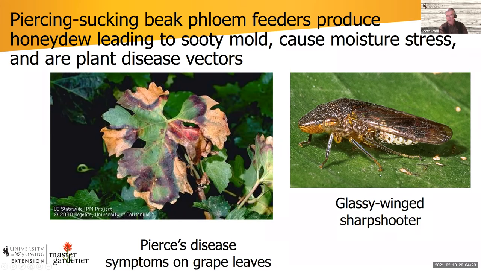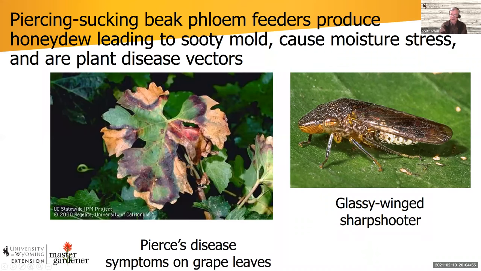This is one where the glassy-winged sharpshooter is native to North America, but it was native to southeastern North America and fed on native grape species down there. It vectors a disease called Pierce's disease. Well, European grapevine varieties have no resistance to it. And unfortunately, the glassy-winged sharpshooter was accidentally relocated to California and is causing problems out there in the wine industry.